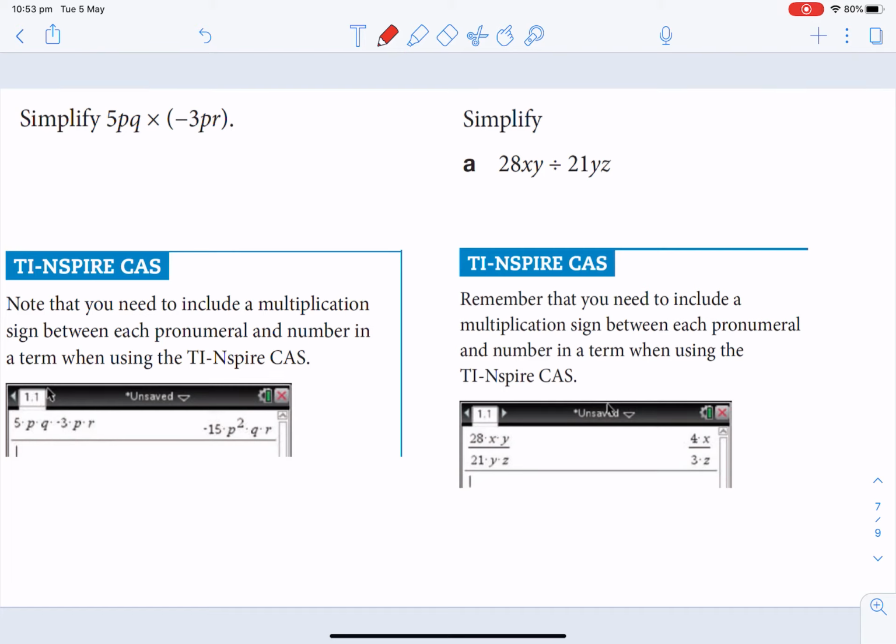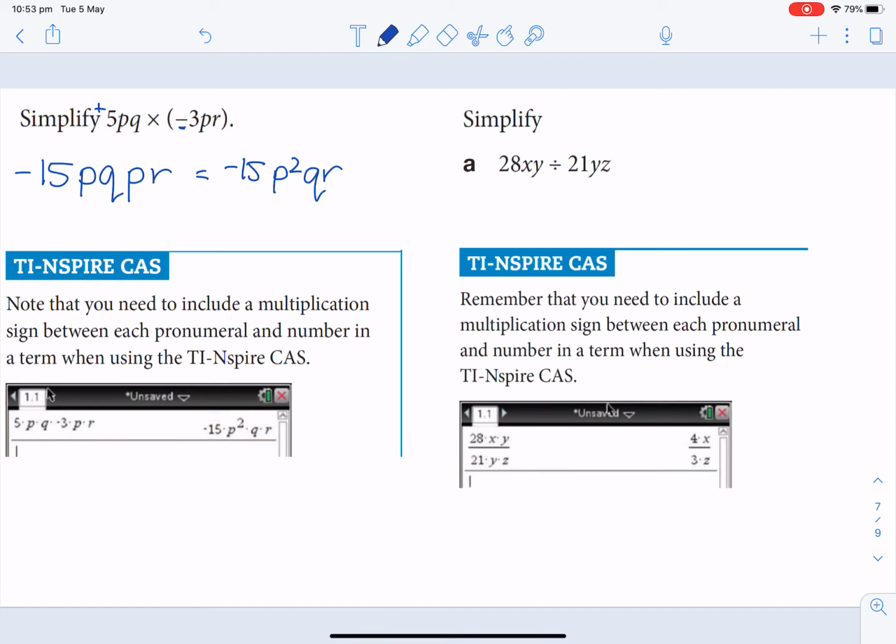So 5PQ times negative 3PR. By hand, we can start with 5 times negative 3. So back to my blue. 5 times negative 3. 5 times 3 is 15. A positive times a negative gives me a negative. Then I do PQ, PR. Now I've got two P's in there. So they're now going to be squared. So negative 15 P squared QR.